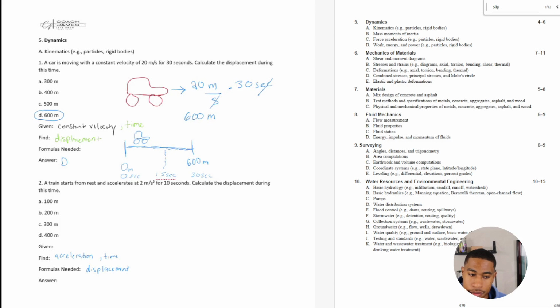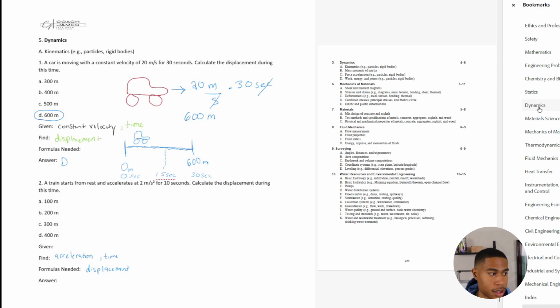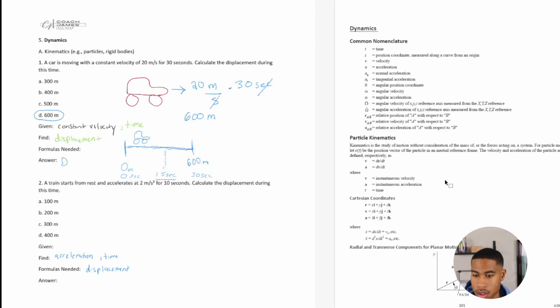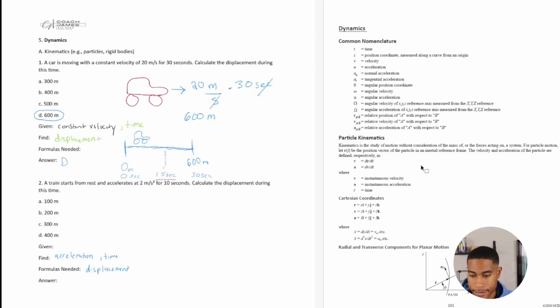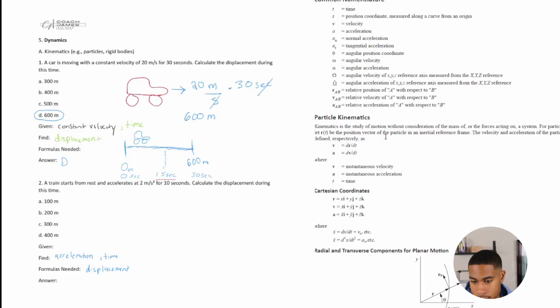Hopefully that makes sense with my shoe example. So for this one, we're given acceleration, we're given time, we're trying to find displacement. Is there a formula that I can use for this? First thing is, since we're in the dynamics section, if we go to our bookmarks, we can select dynamics. And for these type of problems, I know that we're studying kinematics. And so let's see, particle kinematics come through.